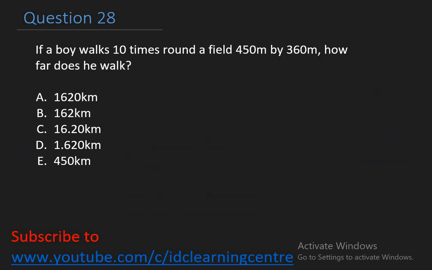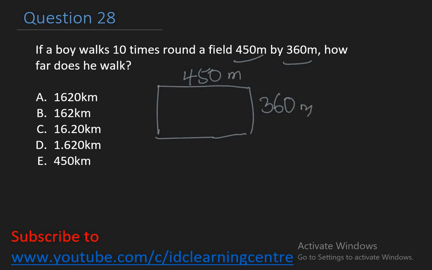Question 28 is the next. If a boy walks 10 times round a field, let this be the field. A rectangular field, I can tell from these values given, 450 and 360. How far does he walk? Now let the length be 450 meters and the breadth be 360 meters. Remember, perimeter is the distance round any shape. So let's find out the distance it took him to walk round the field once.